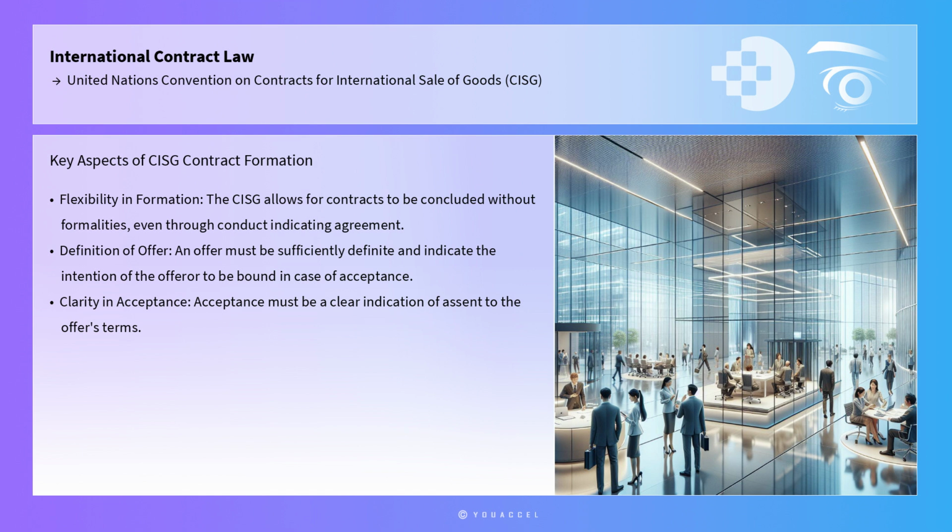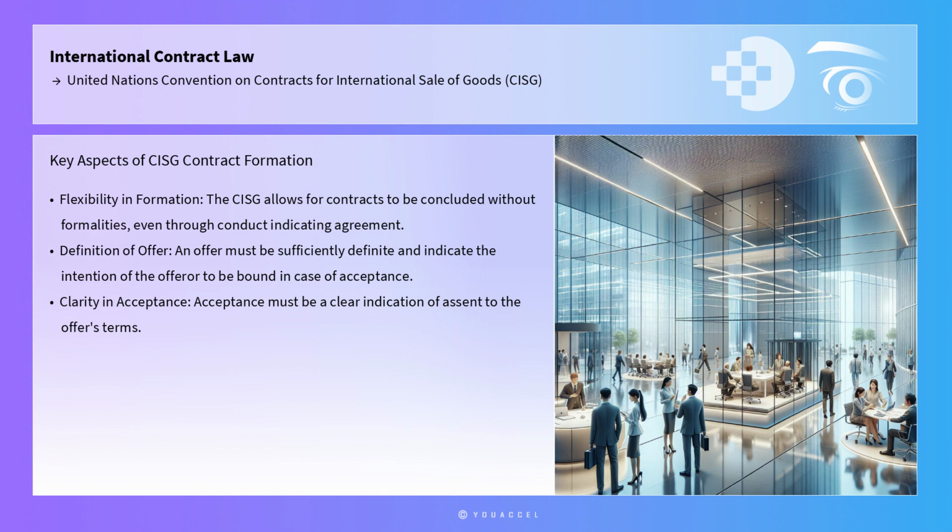Another essential aspect of the CISG is its provisions on contract formation. Unlike some national systems that require a formal written contract, the CISG allows for contracts to be concluded without formalities, even through conduct indicating agreement. This flexibility can be advantageous in international settings where business practices vary. However, it also necessitates a clear understanding of what constitutes an offer and acceptance under the CISG.